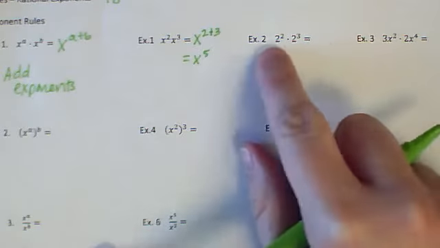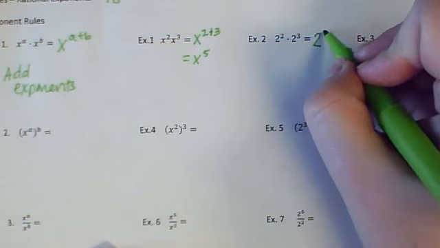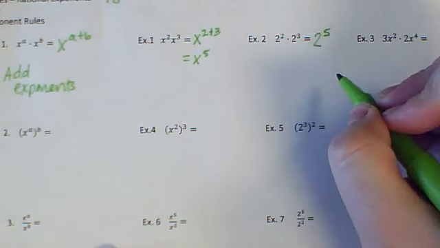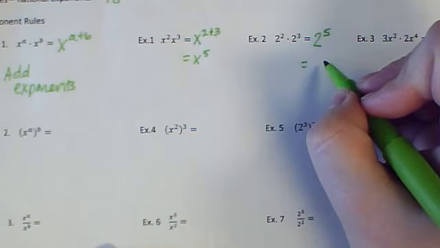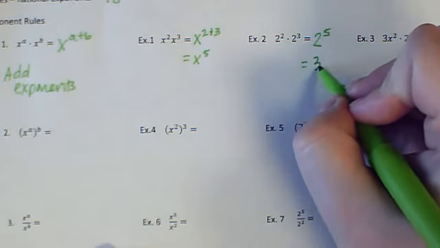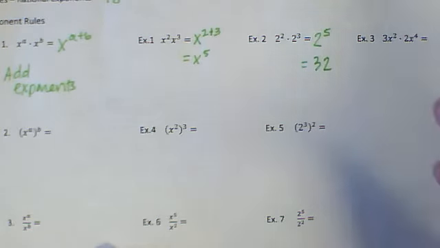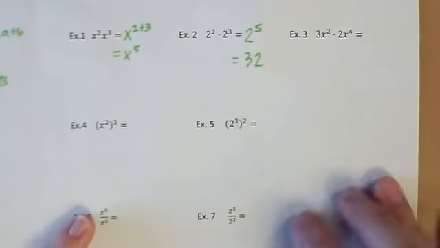Alright, same thing if it goes with the numbers. So this becomes 2 to the 5th, because if I add them, well, I can figure out what 2 to the 5th is. That's 2 times 2 is 4, times 2 is 8, times 2 is 16, times 2 is 32. So anytime it's a number, then go ahead and solve the rest of the way.